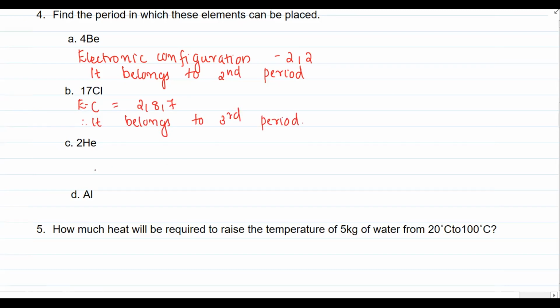Is that clear? Next is helium. Atomic number is 2. So electronic configuration is 2. K shell maximum capacity is 2. So these 2 electrons will go to K shell. Therefore, only 1 shell is there. That means helium belongs to first period.